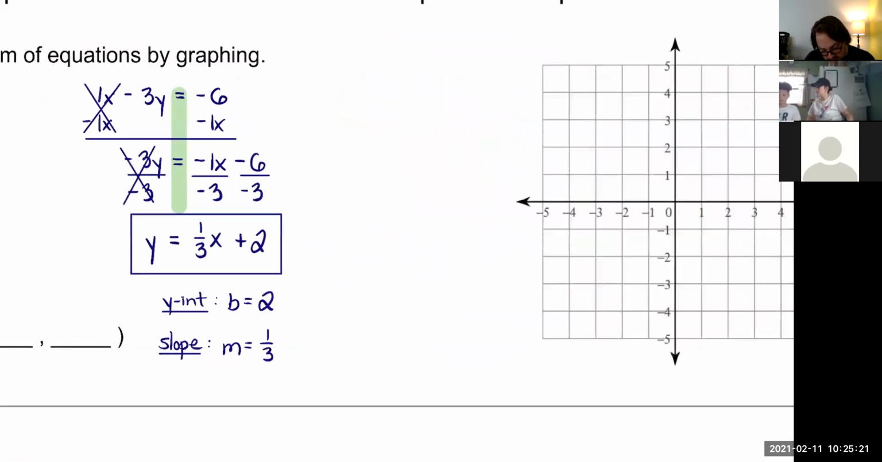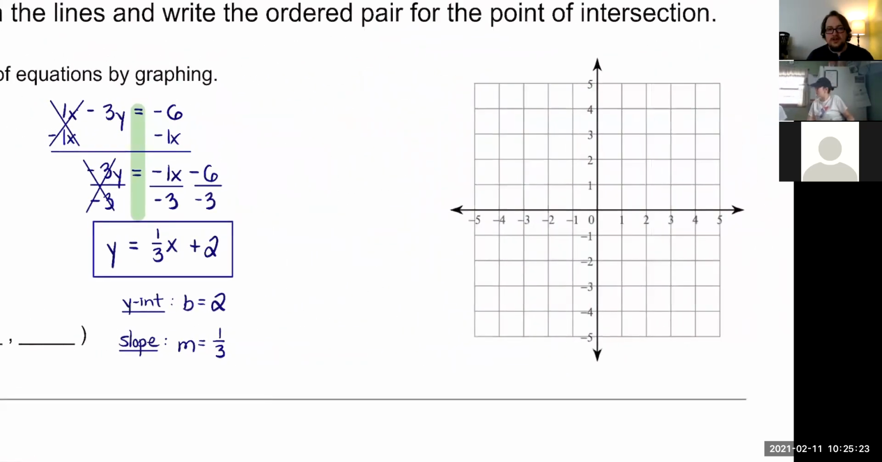So with that information, if I slide over here to where I can see my coordinate plane, that y-intercept, again, reminder, this is the point where this line crosses the y-axis. I'm going to find positive 2. And a slope of 1/3 has me traveling where from that y-intercept? Up 1. To the right, 1, 2, 3.